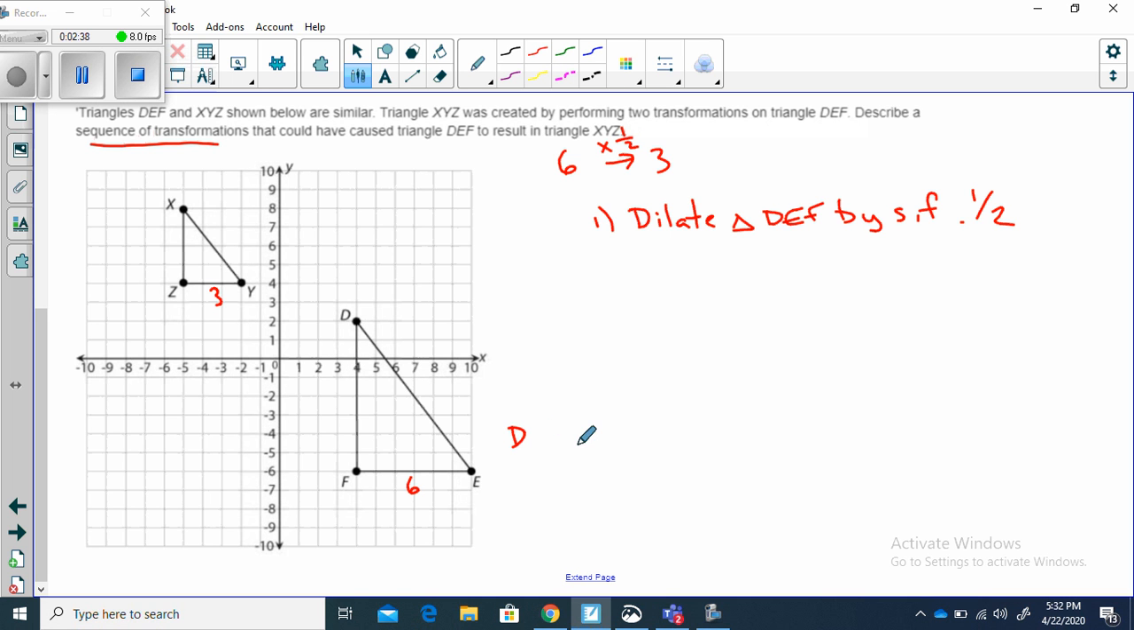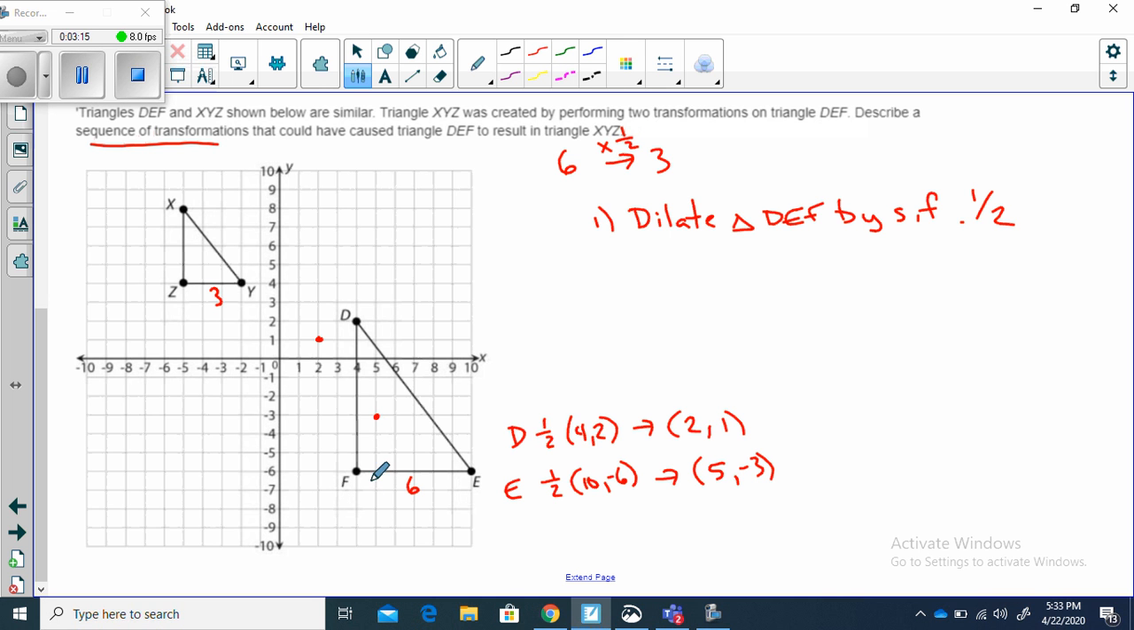D is currently at (4, 2). I need to dilate it by 1/2. When I do, 1/2 of 4 is 2, 1/2 of 2 is 1. I'm going to have this point at (2, 1). Okay, let's do E. E is at (10, -6). Half of 10 is 5, half of -6 is -3. So (5, -3). Okay, so that's where our next point is.